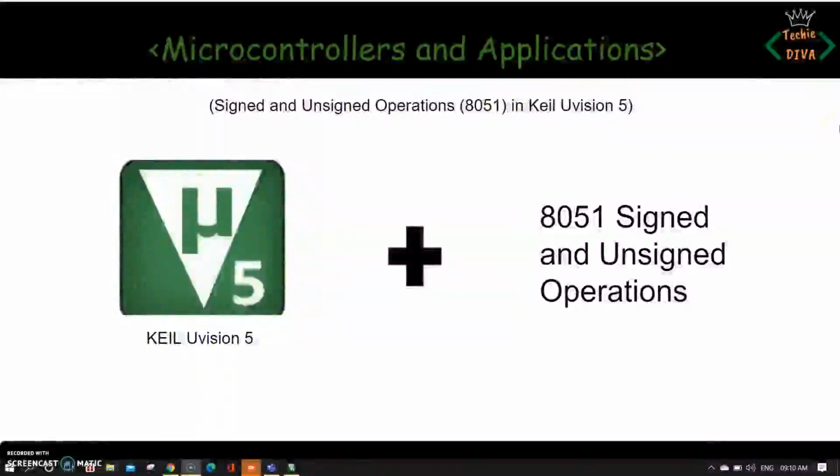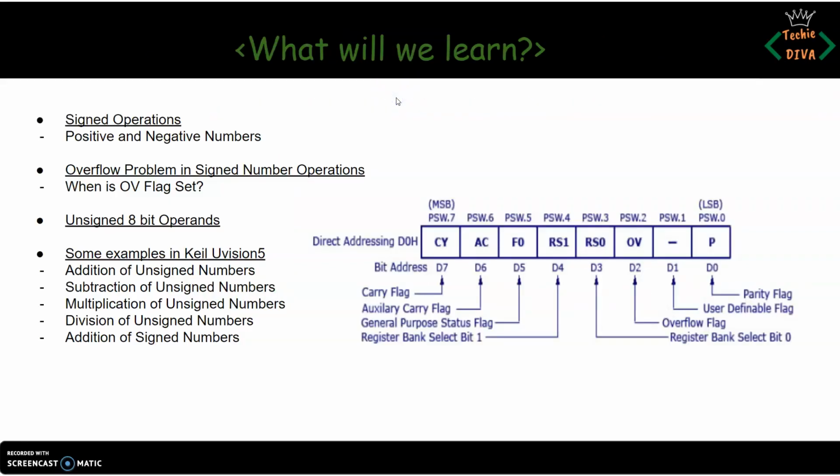Hello guys, in this lecture we'll be talking about signed and unsigned operations in 8051 using Keil UVision 5. We'll be talking about signed operations, the overflow problem in signed operations, unsigned 8-bit operands, and some additional examples in Keil UVision 5, such as addition, subtraction, multiplication, and division of unsigned numbers, as well as addition of signed numbers.